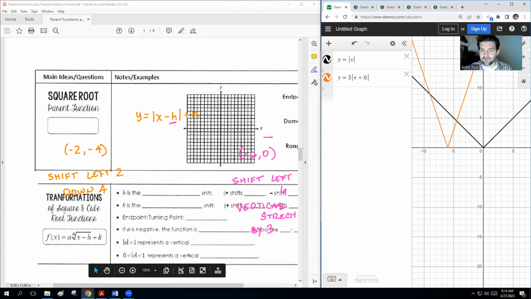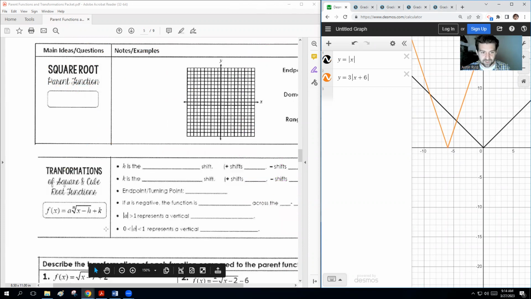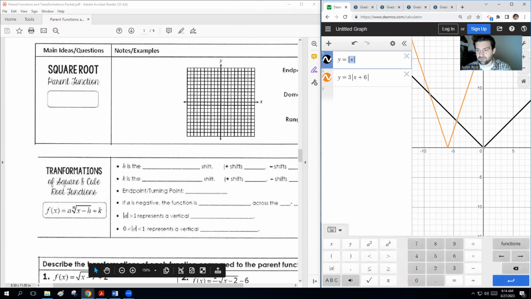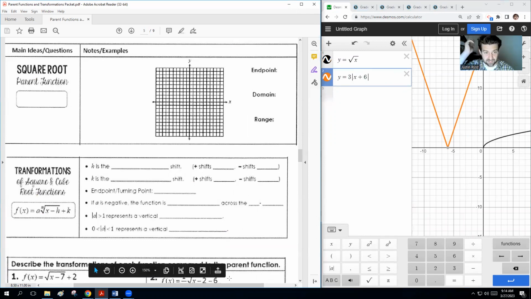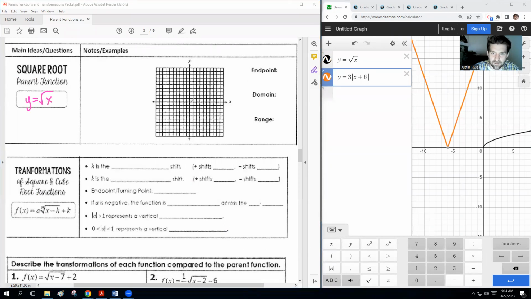All right, we got our square roots. Remember, our square root function is kind of like what we were just looking at, and we're going to use that. The square root has an endpoint at (0, 0). Going back to our notes, definitely looks like this. The domain is any x greater than or equal to 0, and the range is any y greater than or equal to 0. We've talked about this before.